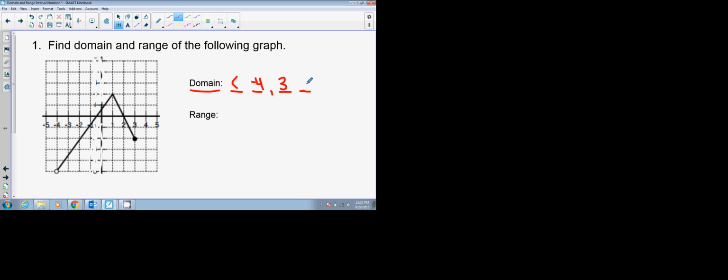So now we need to determine a bracket or parenthesis for the 3. So we look at 3. We noticed it is a closed dot, which means that value is closed, which means that value is included. So we put a bracket. So overall, my domain, written in interval notation for this graph, looks as follows. -4 to 3, with 3 being included and -4 not being included.